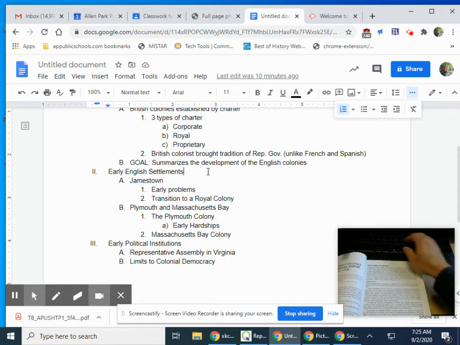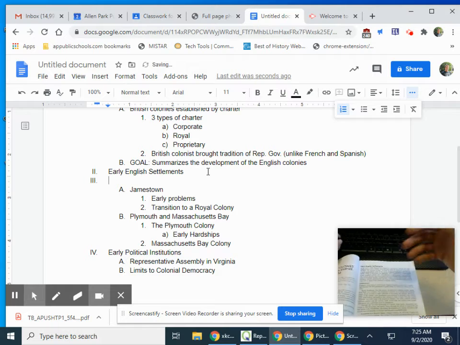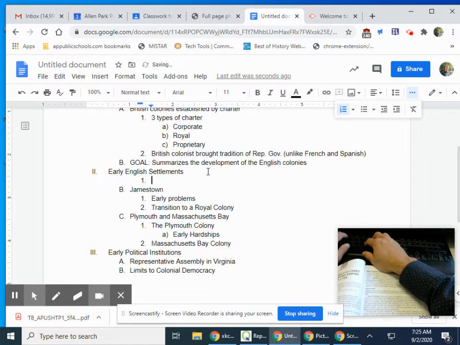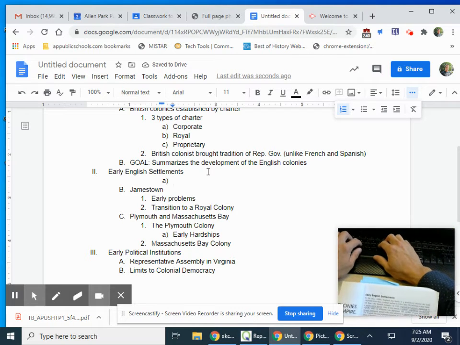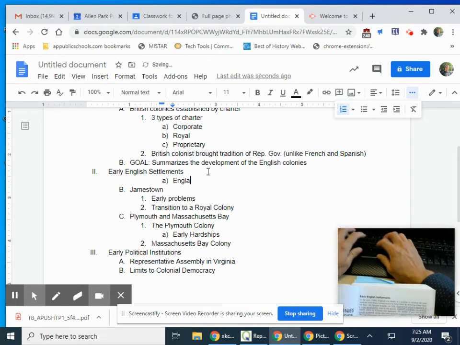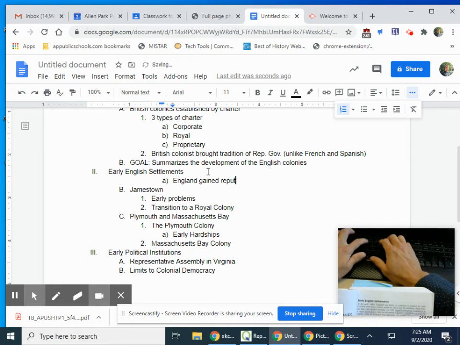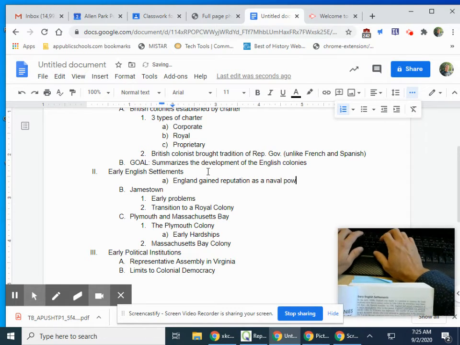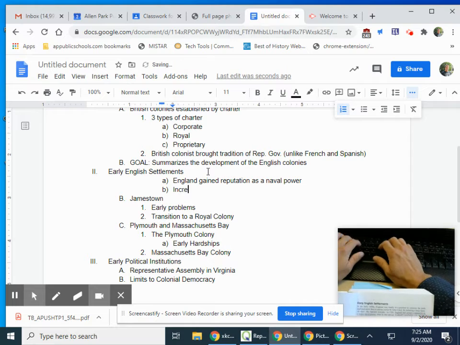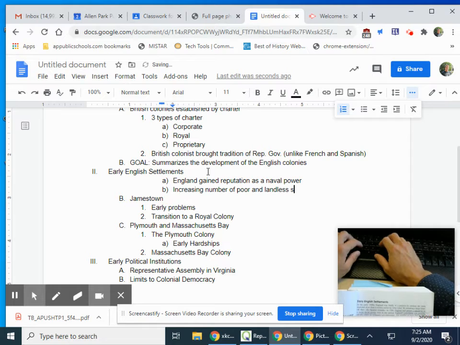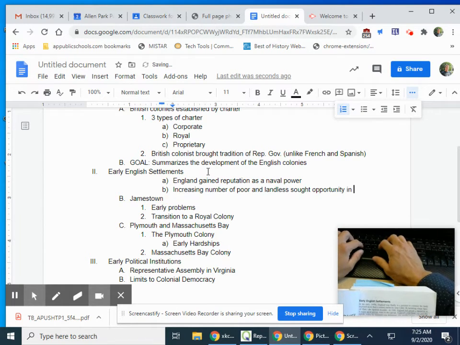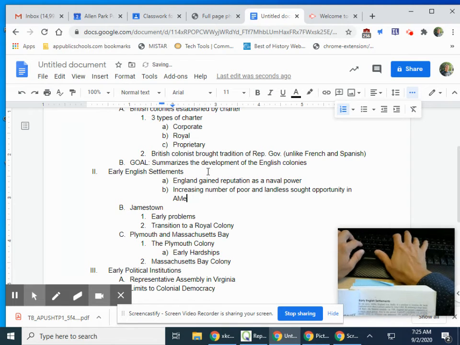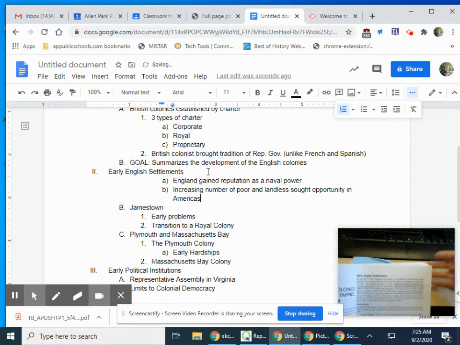So all you need from that paragraph is whatever key information you find in it. I'm going to make this a small letter because this is not a major subheading. England gained reputation as a naval power, increasing number of poor and landless sought opportunity in Americas. That's the key thing for that.